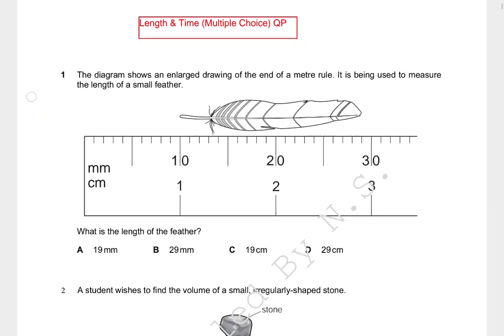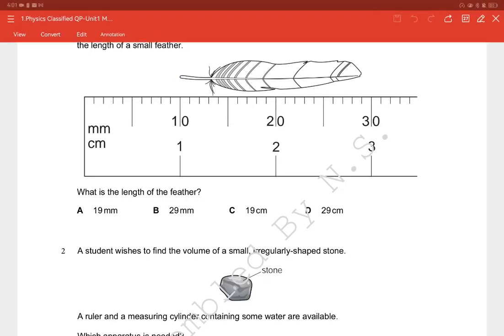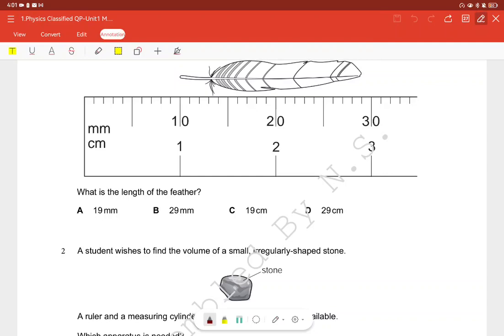Question 1. The diagram shows an enlarged drawing of the end of a meter rule. It's being used to measure the length of a small feather. What is the length of the feather? First, the feather is not starting from the zero. We haven't started the measurement from the zero, so I will take first reading 1, which is this one. Reading 1, starting from this and ending with this, right? So I'll take the first reading 1.